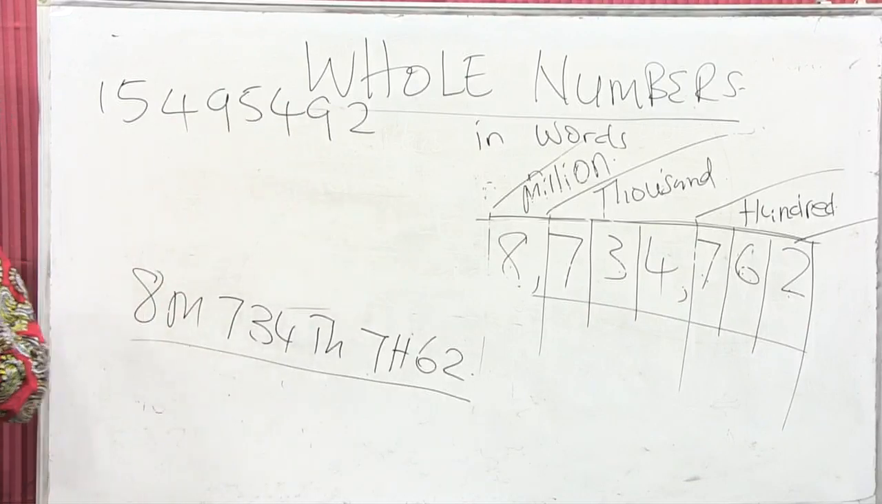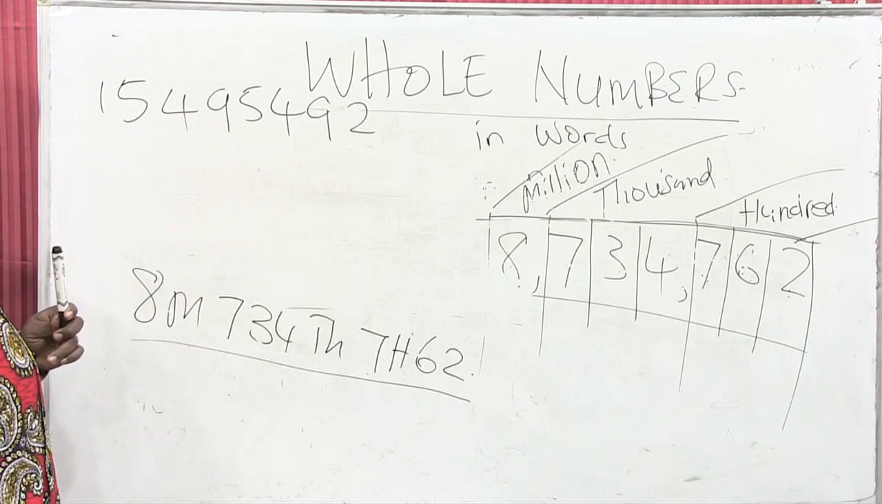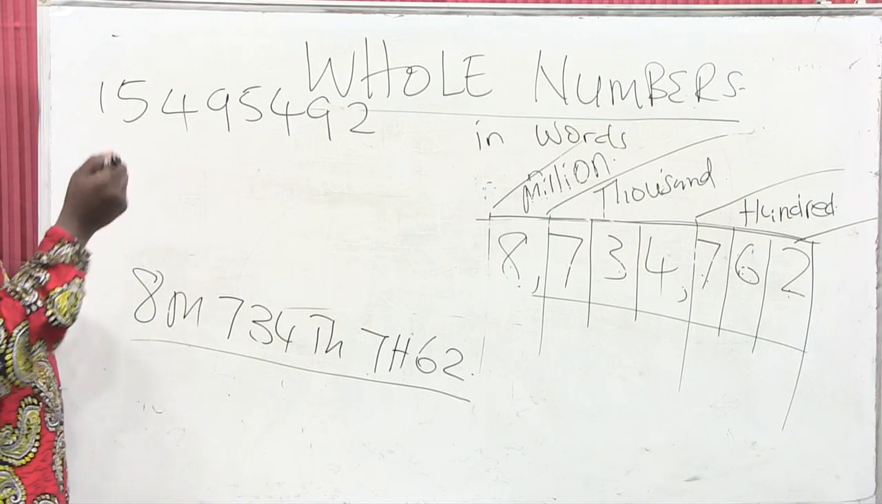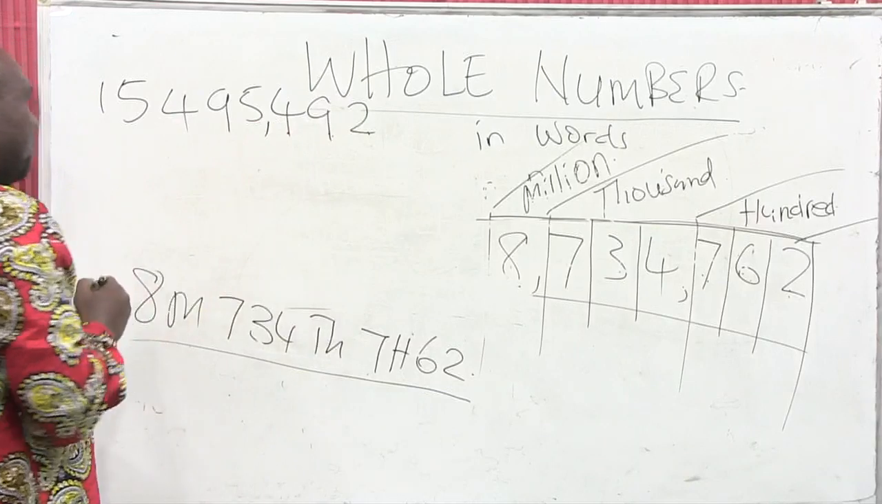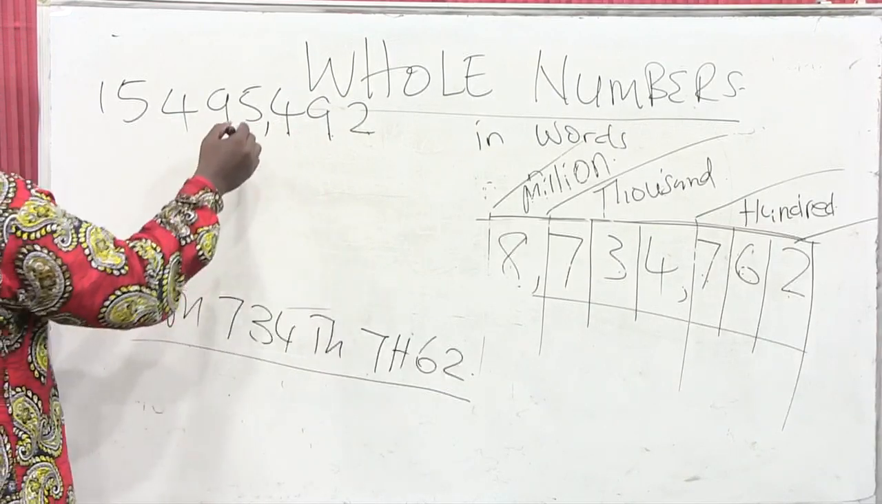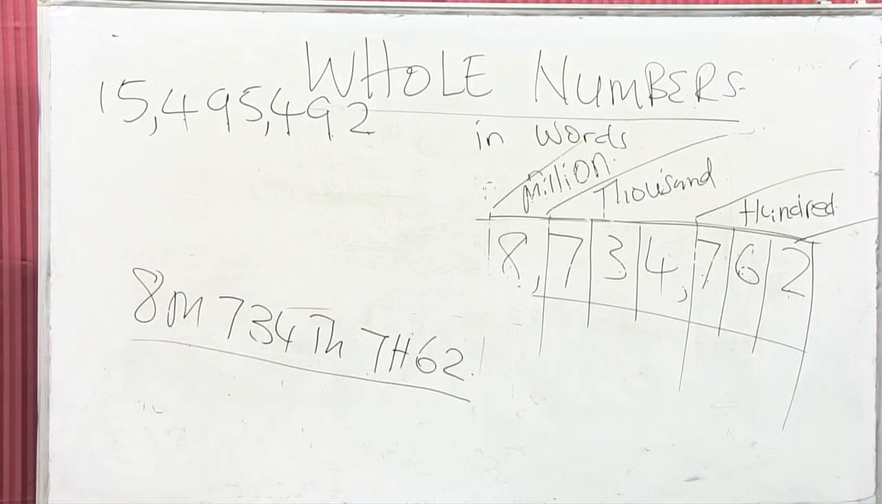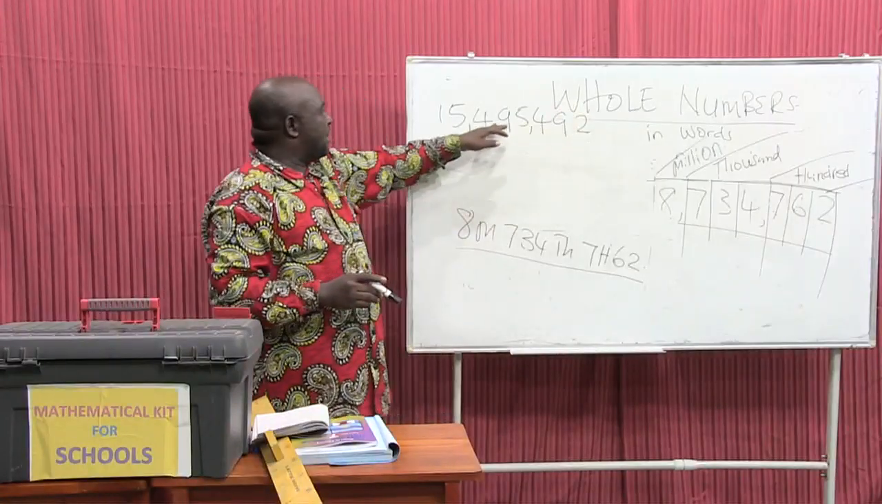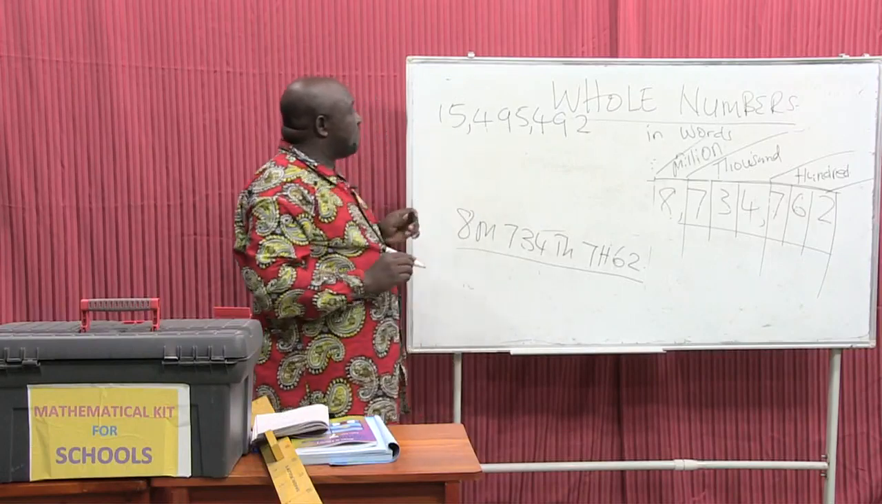154,95492. How do we read that number? The first thing, you group from right to left. The maximum number of digits in each group must be 3. So 4, 9, and 2 in one group, put a comma. 5, 9, and 4 a group. Again, we have 3 groups. The lower group is hundreds, the middle one is thousands, then the higher one is millions.